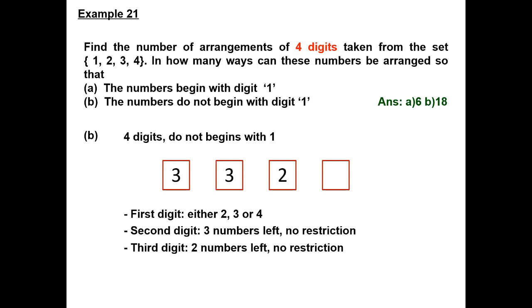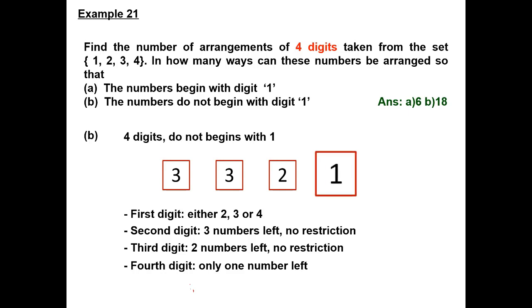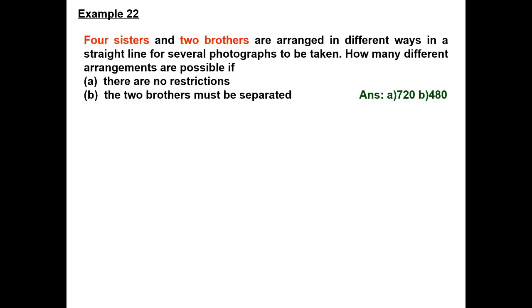There are 2 choices of number left for the third digit because we have used 2 numbers for the first and second digits. And there is no restriction in choosing the numbers. Finally, for the fourth digit, we only have one choice because there is only one number left. So the permutation that we get is 3 times 3 times 2 times 1 is equal to 18.